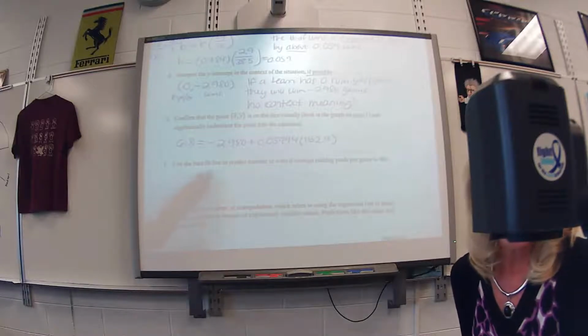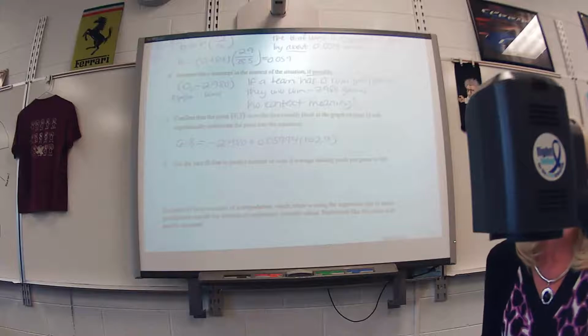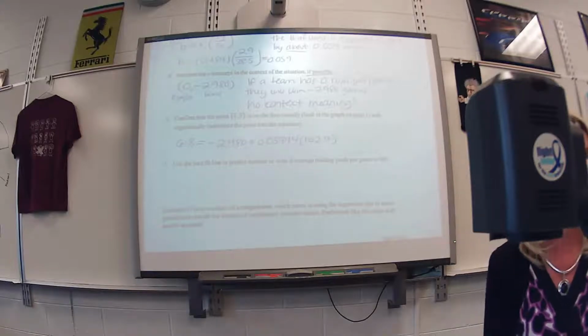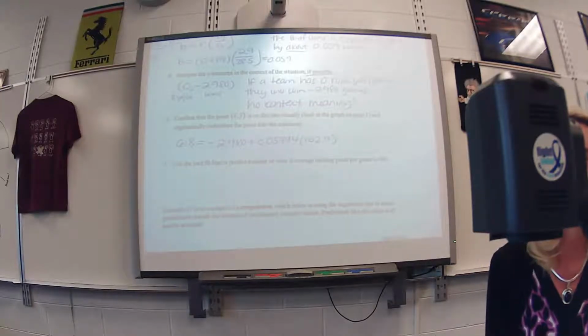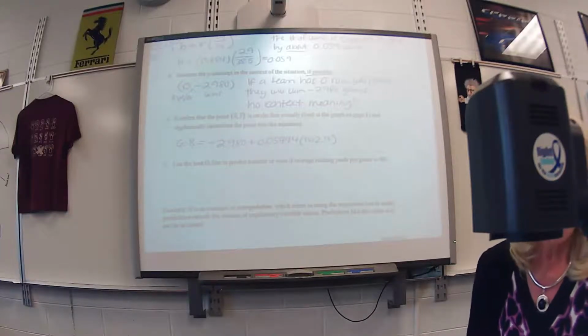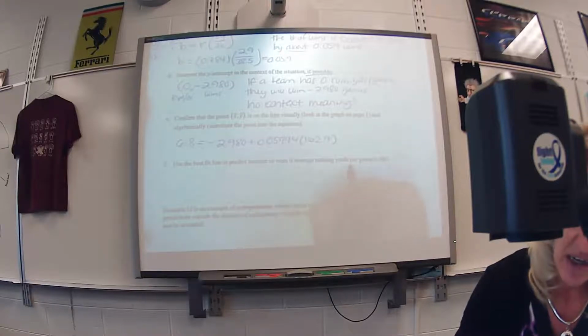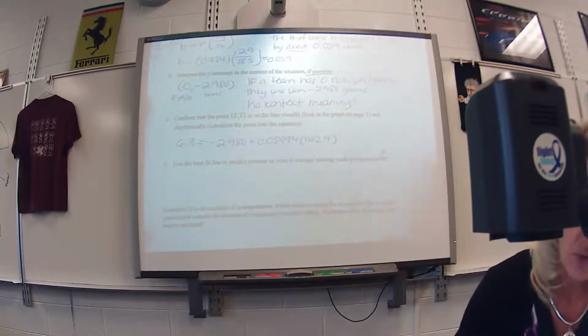Now it says use the best fit line to predict the number of wins if average rushing yards would be 400. Okay, not 400. Do we ever get average rushing yards of 400? Did that ever even happen? That sounds kind of big. All right, but if we did put that in, average rushing yards, that's going to be an X coordinate.